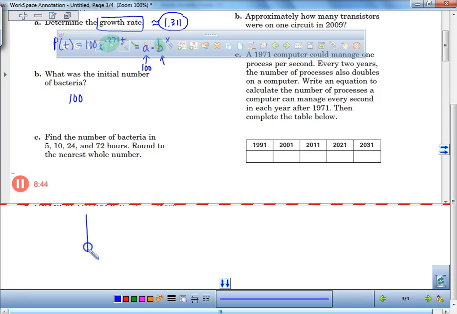So I want you guys to use, you can use the graphing calculator, all right? Think of it as x and y. Your x values are 5, 10, 24, and 72. I want you guys to see what happens when you find those answers. So I'm going to pause it, see if you guys can find the answers, and then we'll check your answers in just a second.